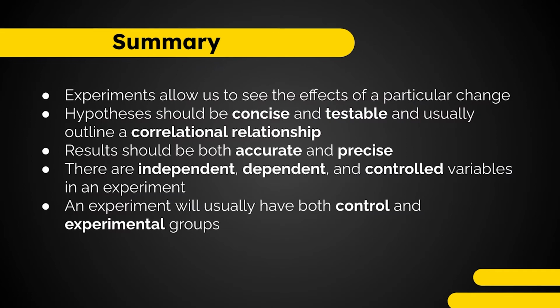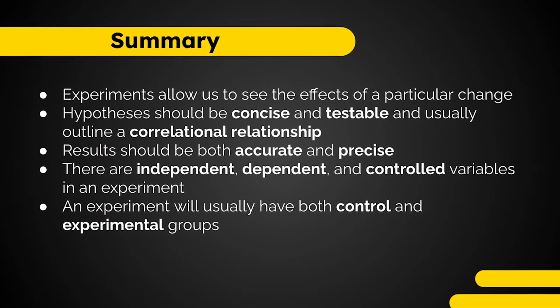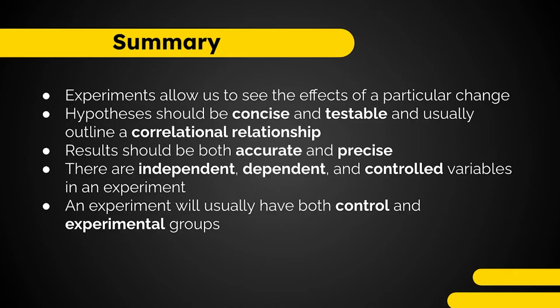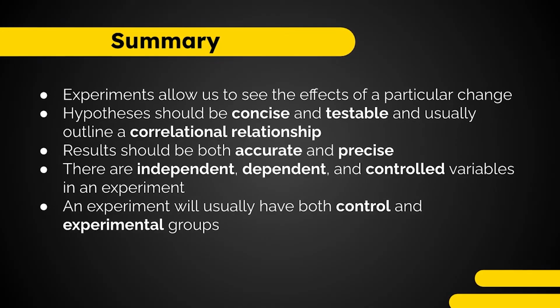And in experiments, we usually have independent, dependent, and controlled variables. Independent variables are the things that you change, and dependent variables are the things that change based on what you change. Controlled variables are the variables that you make sure stay the same. In an experiment, we'll usually have both control and experimental groups. Control groups serve as a baseline, and experimental groups are the things that you do things to.